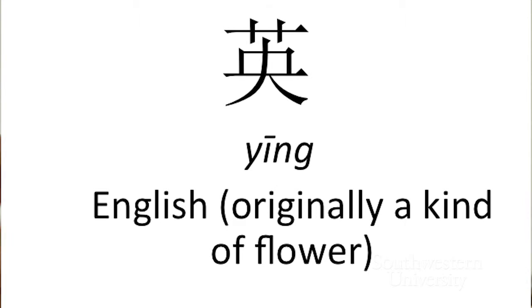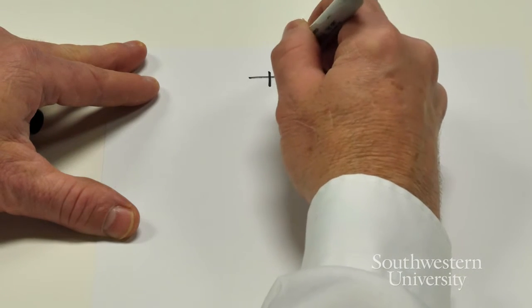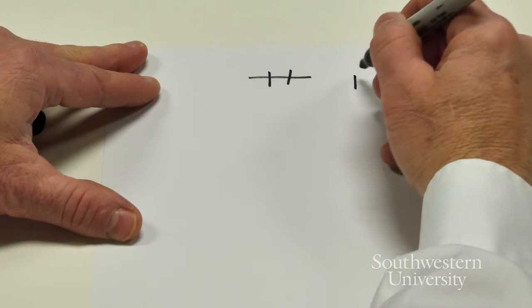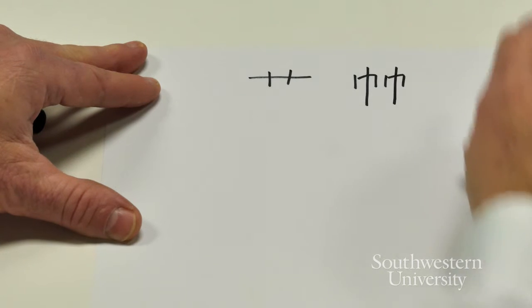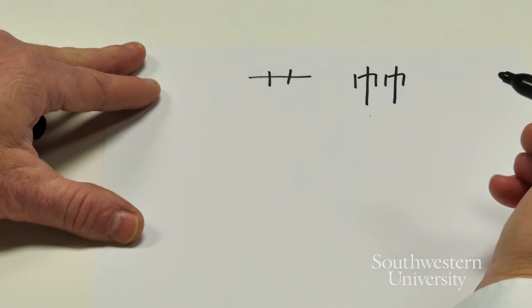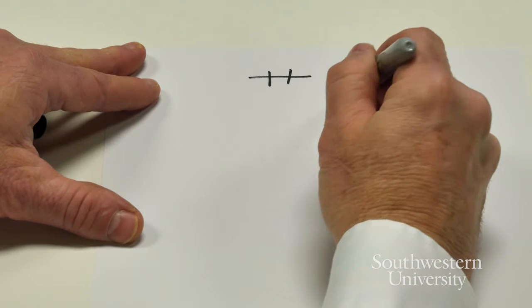The next character is a phonetic character used for England and English. It's also composed of two components. The top component means grass. So anciently it was written something like this. Grass on its own is called cǎo. This character is hardly written ever at all, and it is shortened into this as a component.